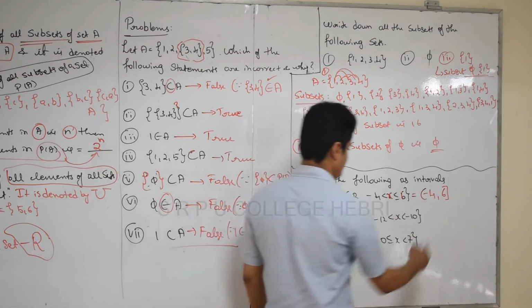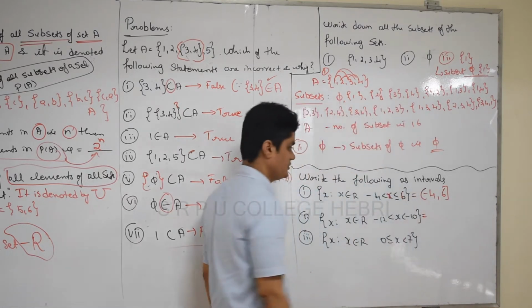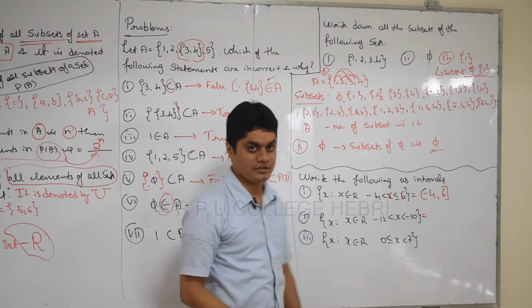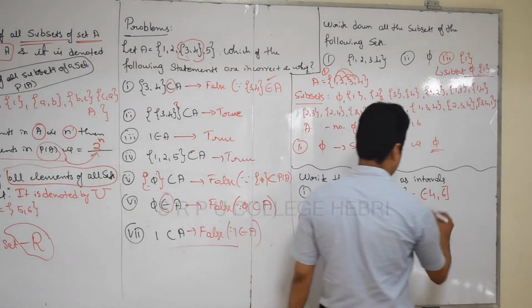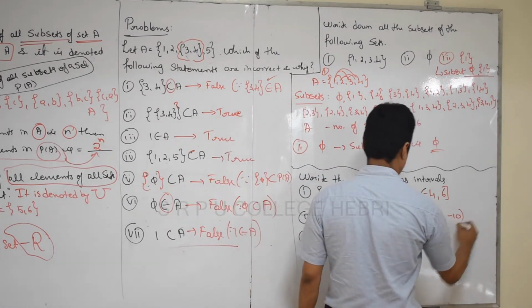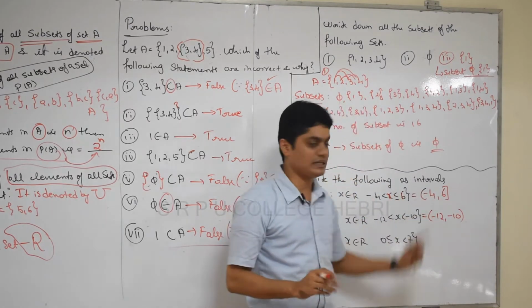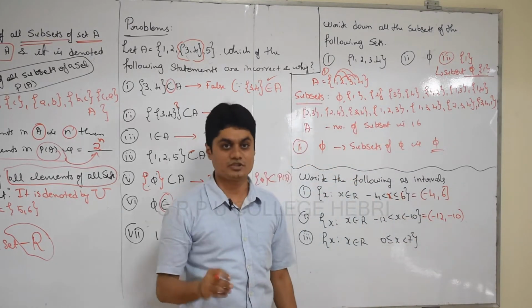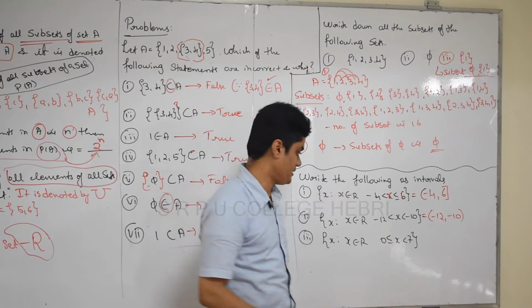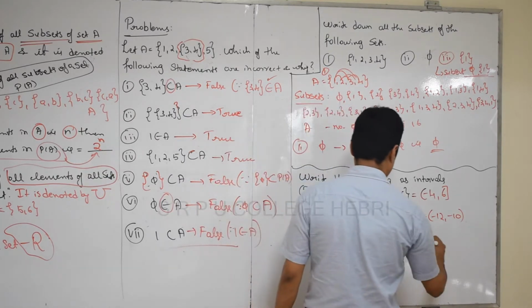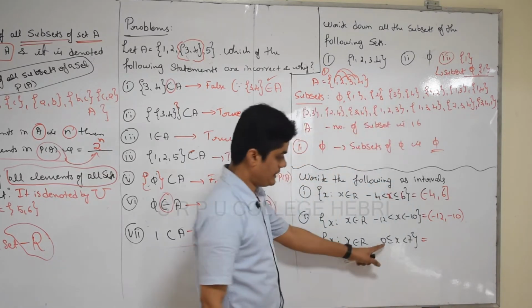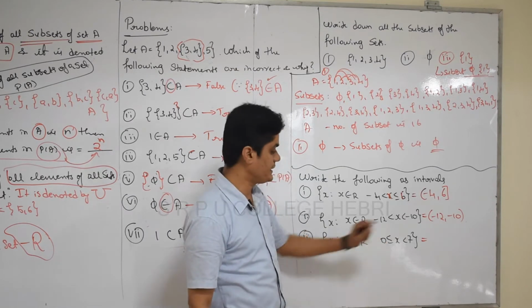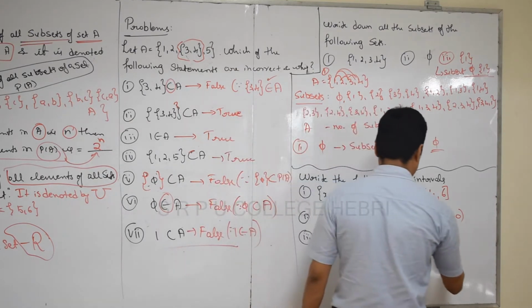Similarly the next one. Minus 12 to minus 10. Both are not included, so it's an open interval. One thing you remember, the first element must always be less than the second element. Remember that. By mistake also don't change the position. Here which is included? The first element is included, the last element is not included, so 0 is included, 7 is not included.